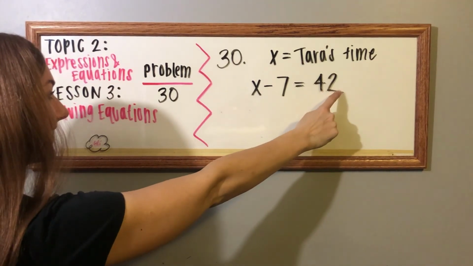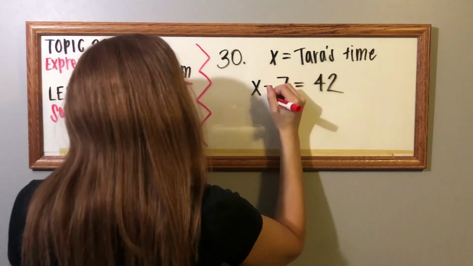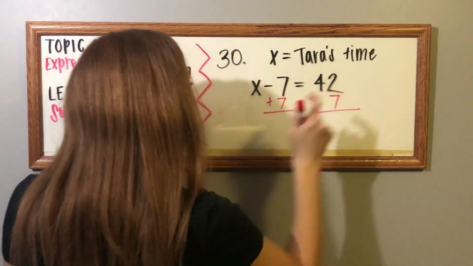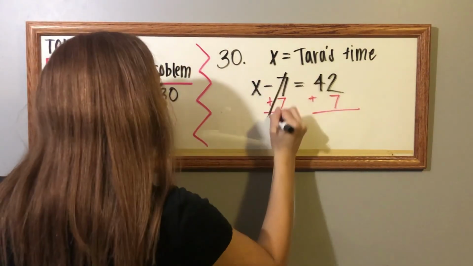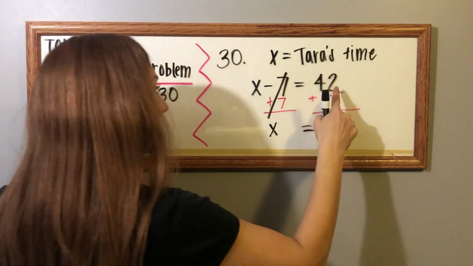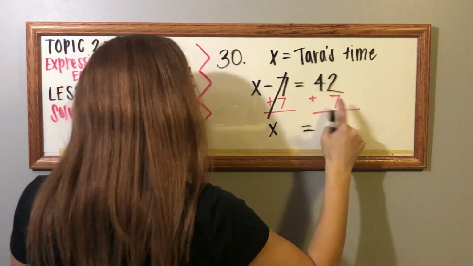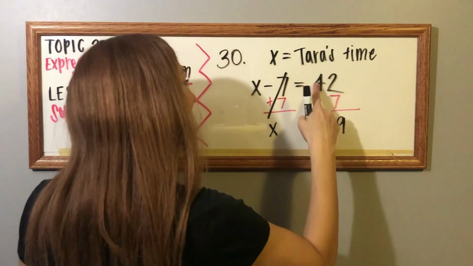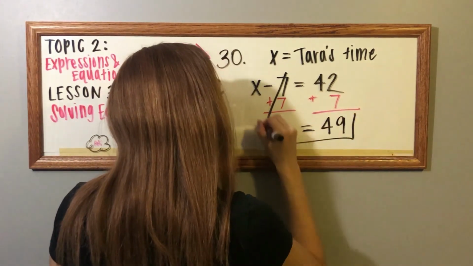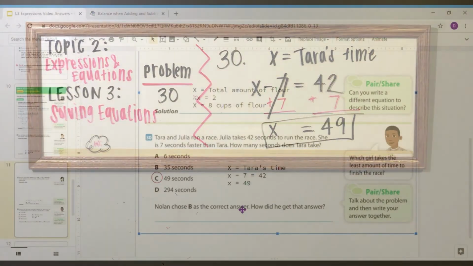I'm going to do the opposite, which is going to be add 7 to x, and I'm also going to make sure I do that to the other side of my equal sign. Negative 7 plus 7 will cancel out and leave me with just x on my left side. 42 plus 7 will give me 49, which will give us a correct answer of C. Tara will take 49 seconds to finish the race.